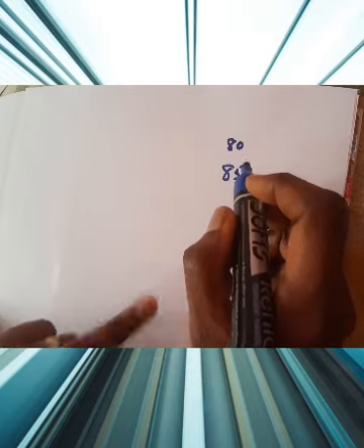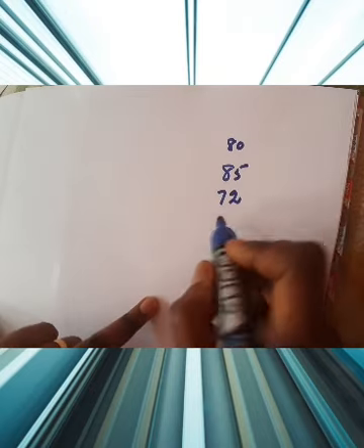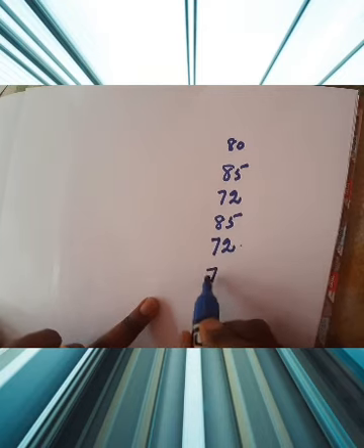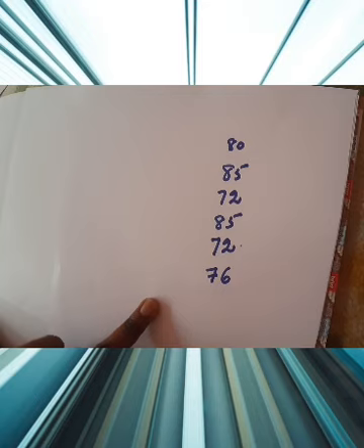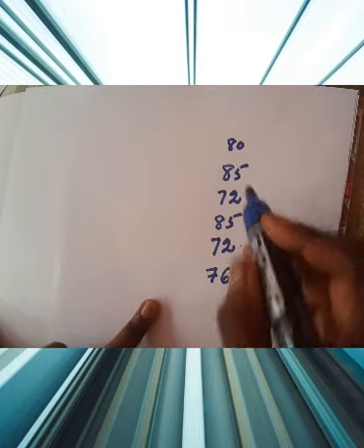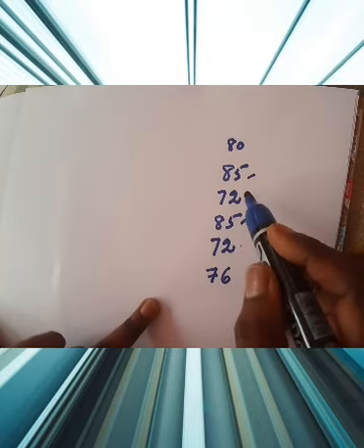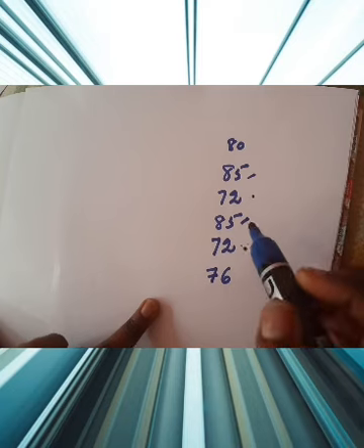Suppose I'm going to consider some marks, maybe marks in maths. The marks are 80, 85, 72, 85, 72, 76. Obviously the values are repeated. 85 is repeated twice and 72 is also repeated twice.